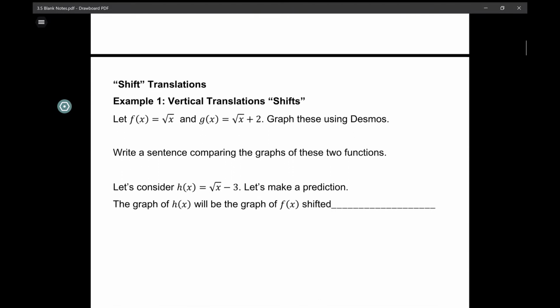The first kind of transformation we're going to talk about is the shift, or translation. So let's look at our first example. Let f of x equal the square root of x and g of x equal the square root of x plus 2. And note that the plus 2 is not underneath the square root sign. We're going to graph these using Desmos. Then we're going to write a sentence comparing the graphs of these two functions. Then we're going to graph h of x equal to the square root of x minus 3 and see if we can make a prediction. So let's go ahead and go over to Desmos.